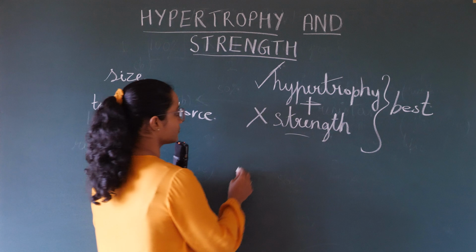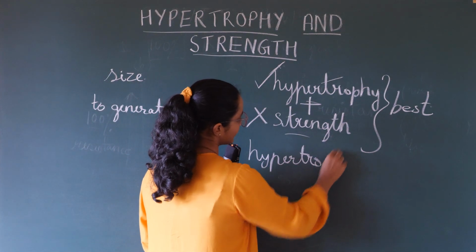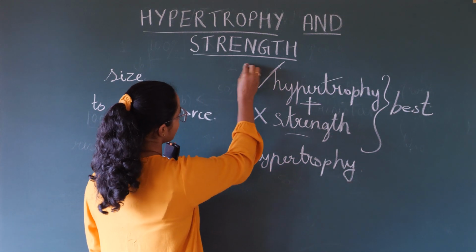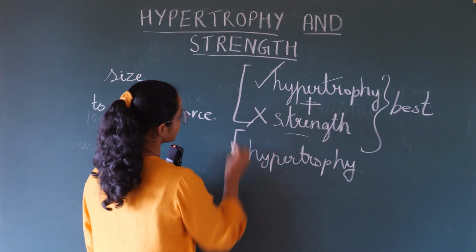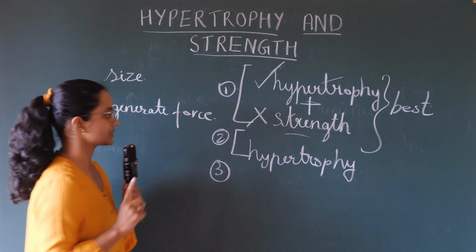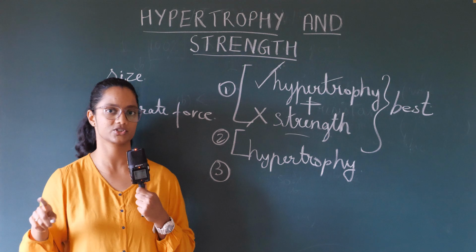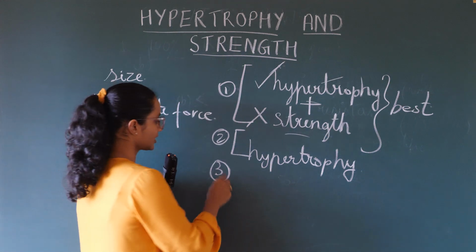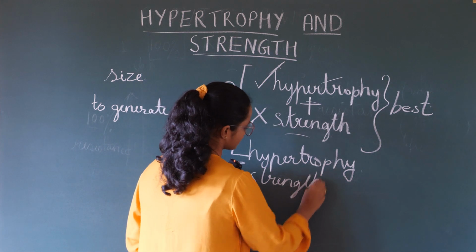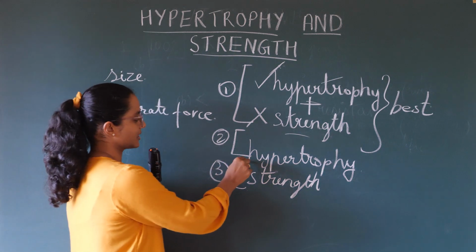A person can have only hypertrophy. So this is one aspect. This is another. So a person can have a big looking body but lacks functionality, poor strength. And then a person can have only strength. So this is very important to understand.